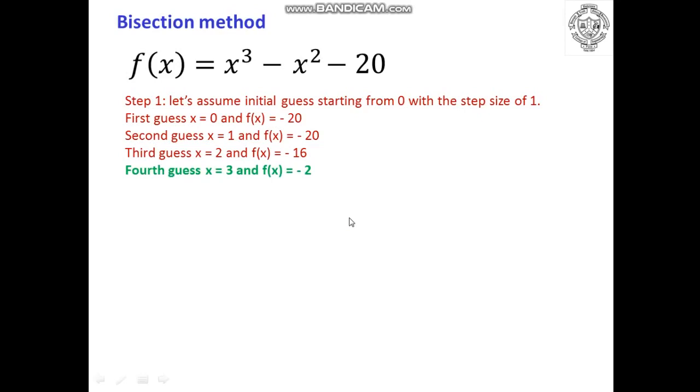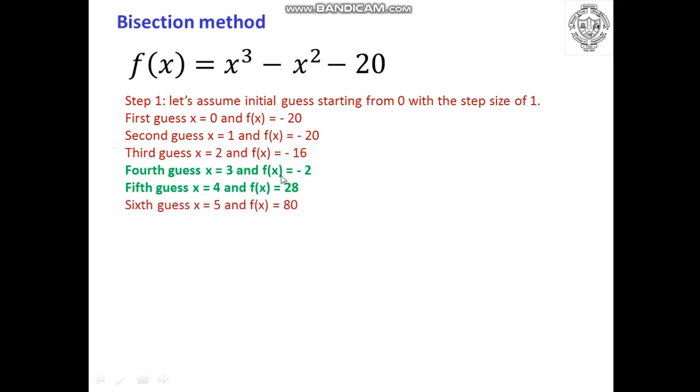Now we will assume the next guess as 3, and when we put the value of 3 in this equation, you will get the value of the function as minus 2. Here also, in the interval 2 to 3, there is no root because the sign is the same. Now let us assume the next guess as 4, and find the respective function. You will find that the answer is 28. Now if you compare the sign of the function when x is 3 and when x is 4, you will find there is a sign change. So that means at least one root will lie in the interval between 3 and 4.